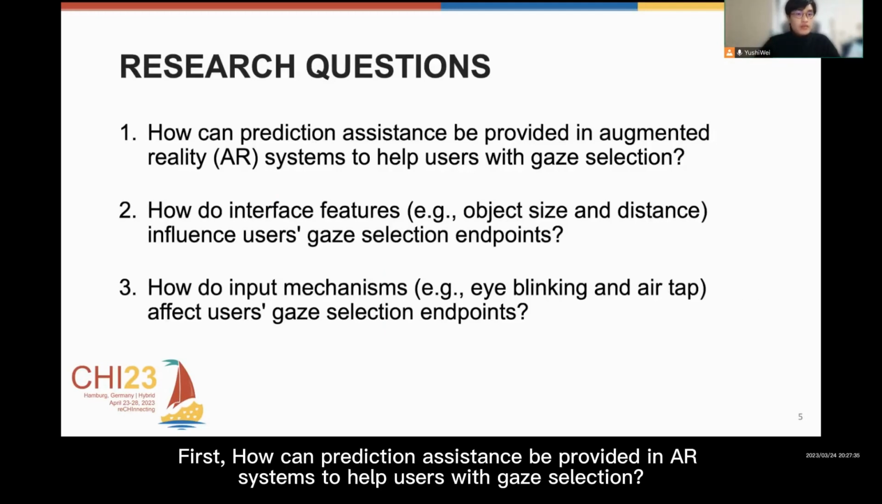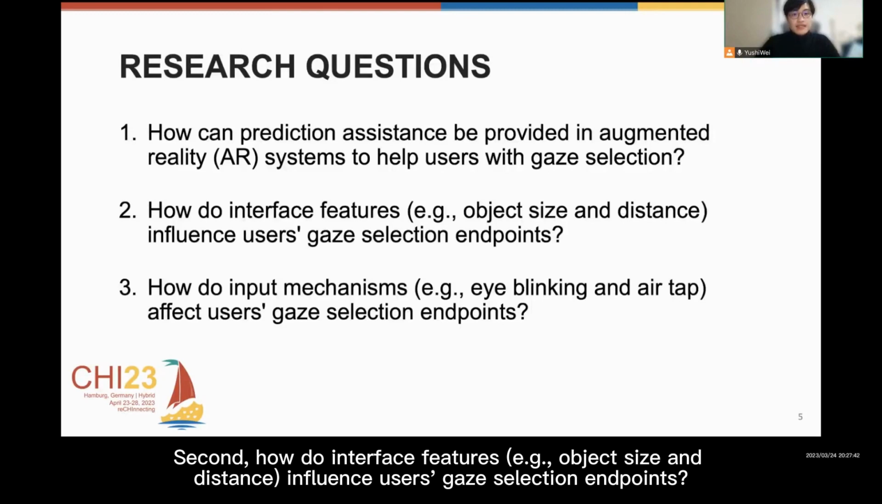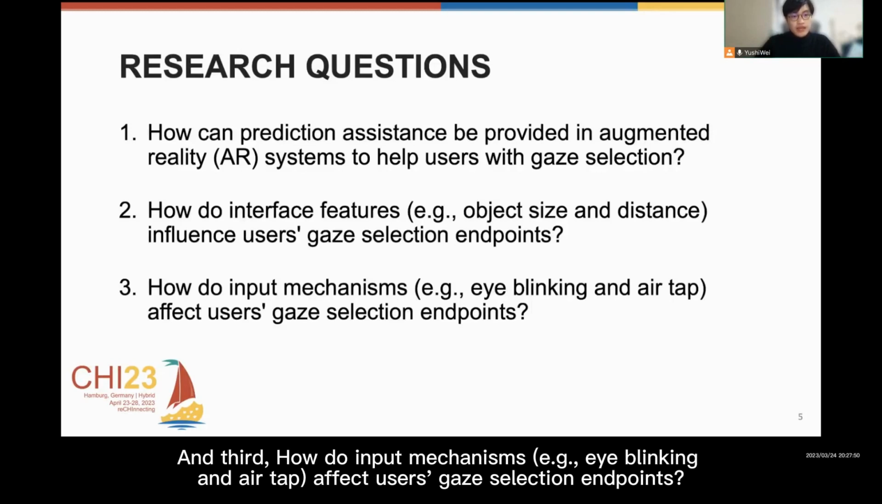First, how can prediction assistance be provided in AR systems to help users with gaze selection? Second, how do interface features, like object size and distance, influence users' gaze selection endpoints? And third, how do input mechanisms, like eye blinking and L-tap, affect users' gaze selection endpoints?